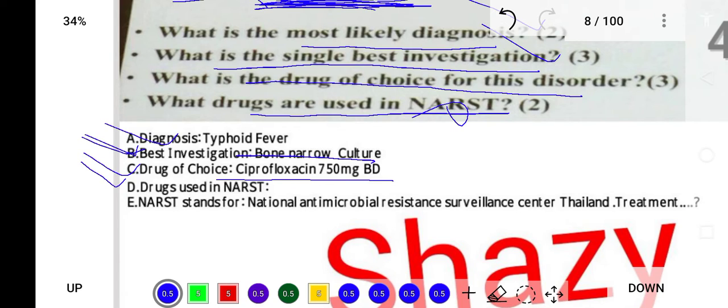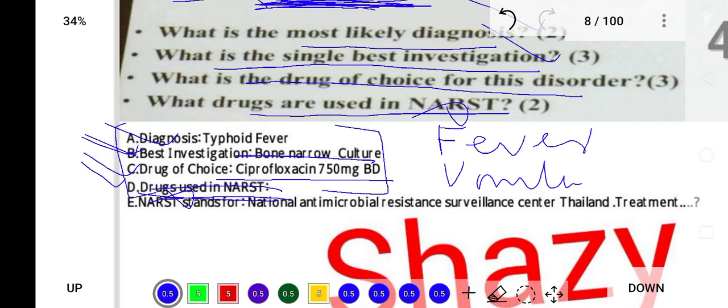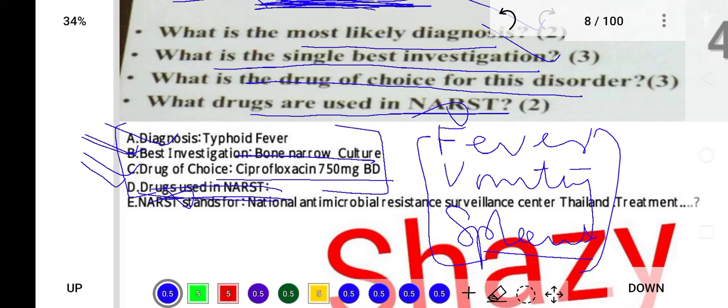Okay, leave this. So this is a patient of typhoid. And in typhoid, what happens is there is fever, there is vomiting with tender abdomen, and spleen is palpable, meaning splenomegaly. And another thing, relative bradycardia is also present in the patient of typhoid. There are rose spots on the body, and enteric fever occurs in typhoid. Treatment is ciprofloxacin 750 milligram.